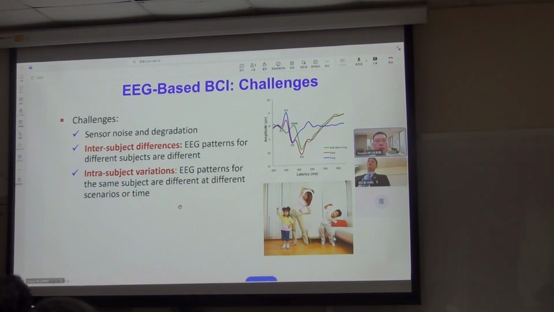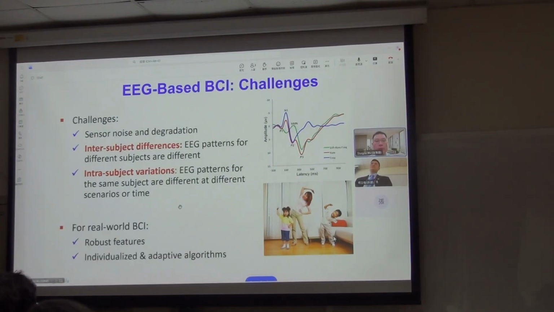Generally, for a new subject, we need to perform subject-specific calibration, that is, to collect some subject-specific labeled data to tune the parameters of the classifiers to achieve good performance. But for real-world BCI systems, we need robust features and individualized and adaptive algorithms for better utility of such systems. So much effort of our lab is devoted to speeding up the calibration for EEG-based BCIs.